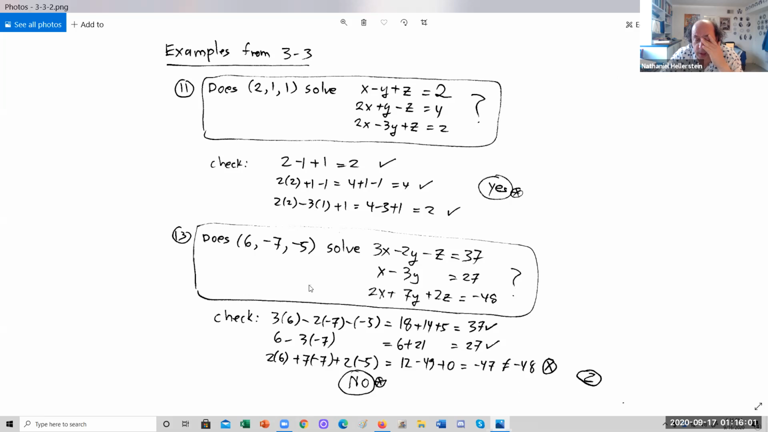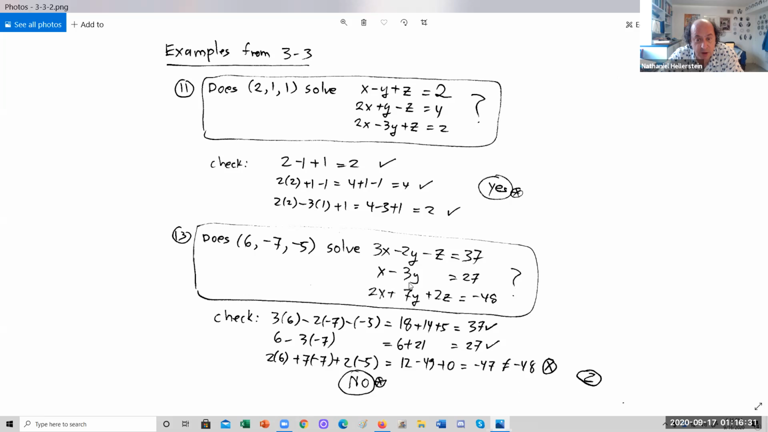Here's another one. Does 6, negative 7, negative 5 solve 3x minus 2y minus z equals 37, x minus 3y equals 27, and 2x plus 7y plus 2z equals negative 48? All right, here we go. We substitute 6, negative 7, and negative 5 for x, y, and z. The first one becomes 3 times 6 minus 2 times negative 7 minus a negative 5. That's 18 plus 14 plus 5, which is indeed 37. So the first equation does check out.